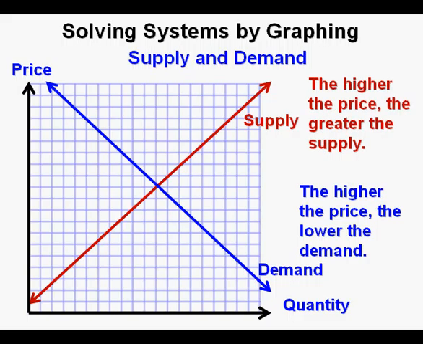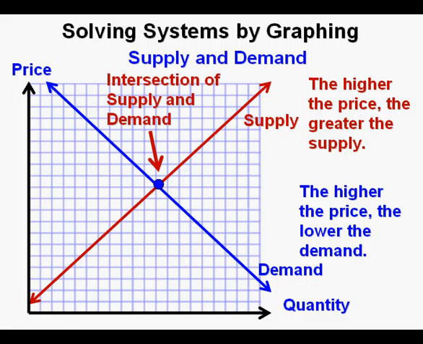And for the supply represented by the red line, the greater the price, the greater the supply of that product, as more producers are willing to sell as the price of an item goes up. This point, the intersection of the supply and demand lines, is the optimal amount of production to satisfy both producers and consumers. This is a real-world use of a system of equations. Let's talk about an intersection.